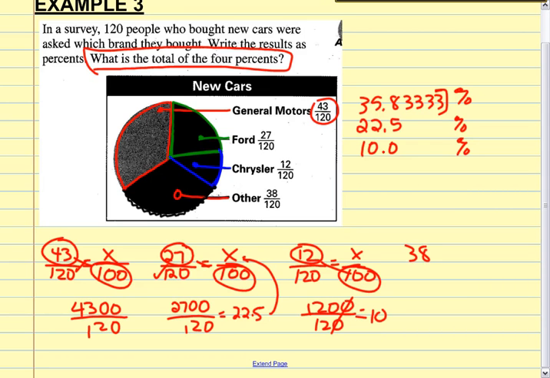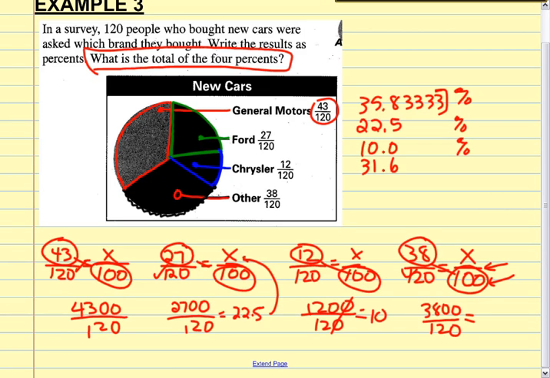And then let's do the last one here. It's 38 over 120. That equals what over 100? All right? See, we're just changing them to percents. Okay? 38 times 100 is 3,800. Let's divide that by 120. All right? And then what do we get? 3,800 divided by 120 is equal to 31.66. Okay, so they're going to round this. 31.66667. Okay? Percent. They rounded it. Or I'm rounding it. Okay, so we don't go on forever, and this will help us add it.